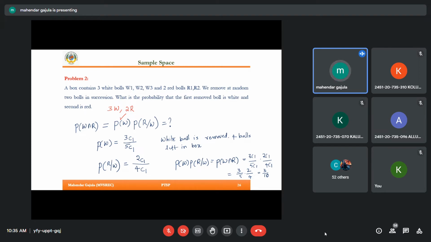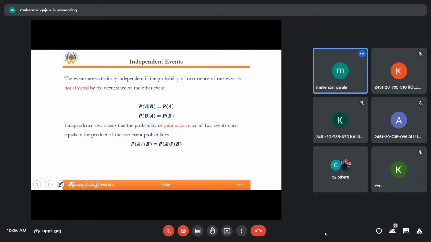I'm moving to the next slide. The next concept is independent events. Yesterday we have seen that the happening of one event does not affect the happening of the other event. Simply, probability of A given B equals probability of A, and probability of B given A equals probability of B. Can you make sense of this statement? What is the meaning of probability of A given B equal to probability of A?